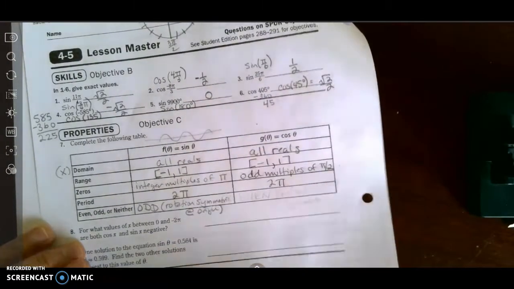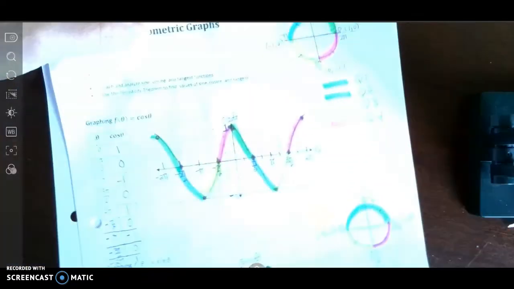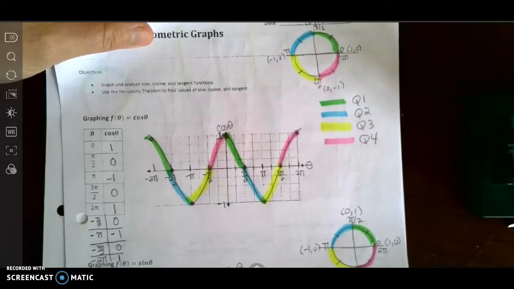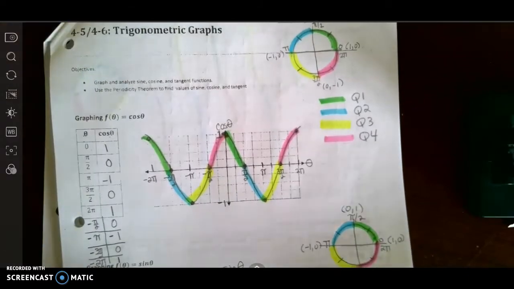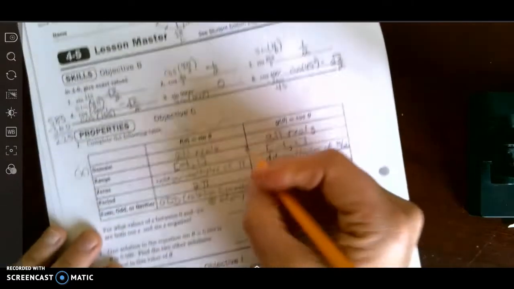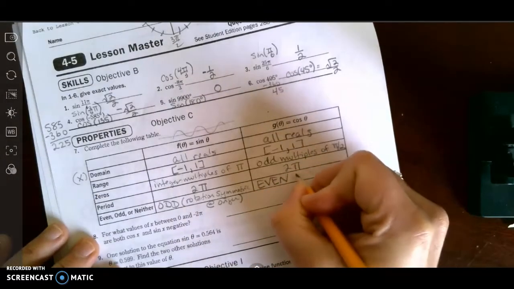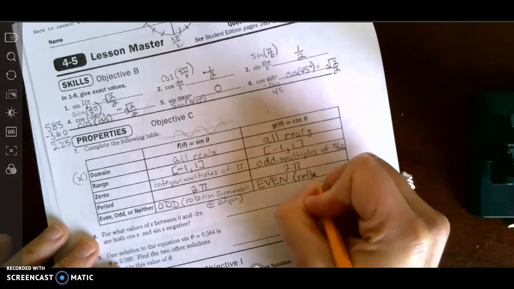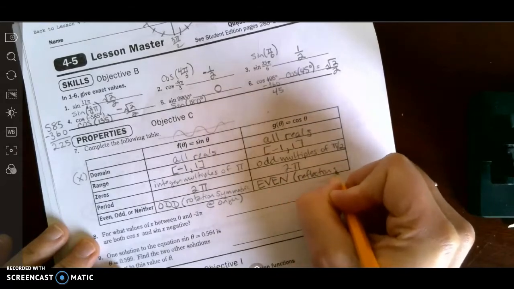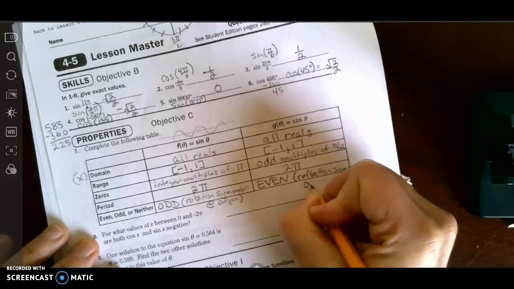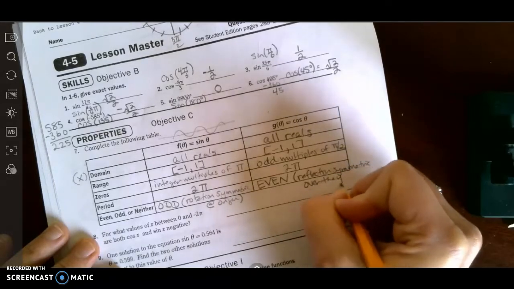And now let's decide if it's even, odd, or neither. When I look at this, as far as its symmetry, it is reflection symmetric over the y-axis, which means it is even. So I'll write even, because it is reflection symmetric over the y-axis.